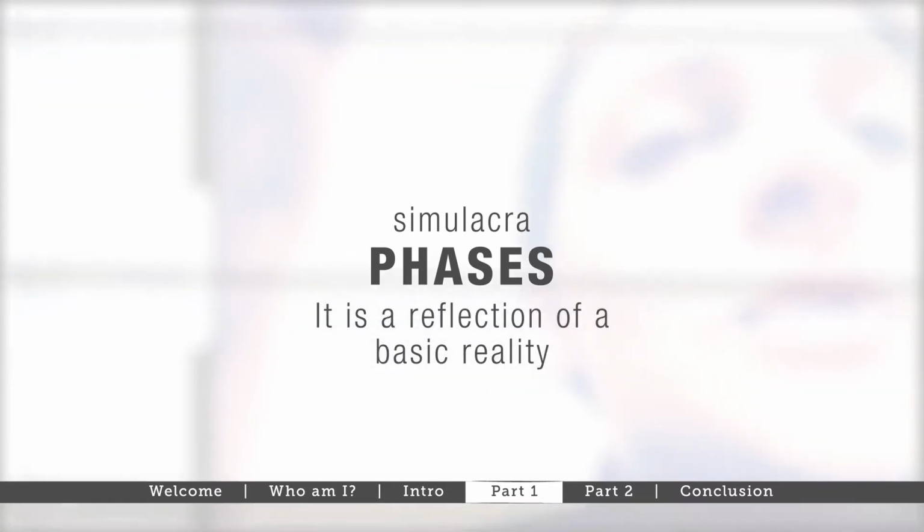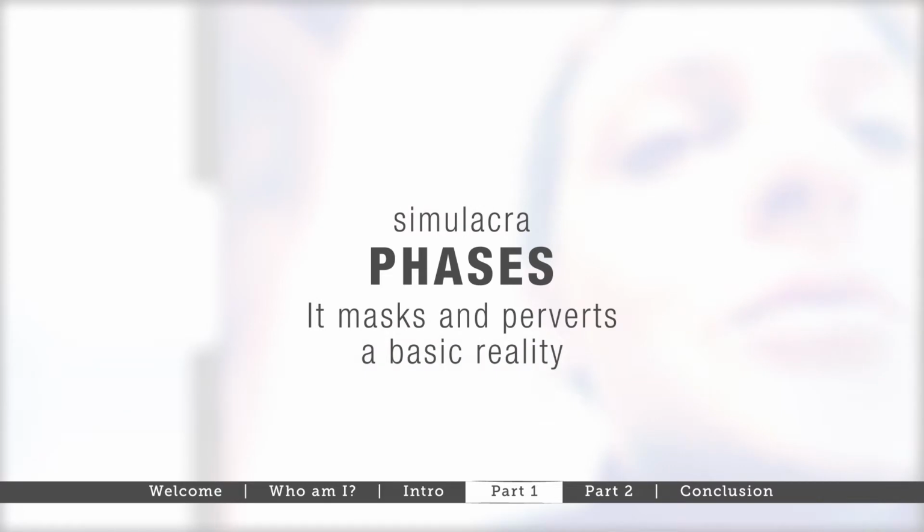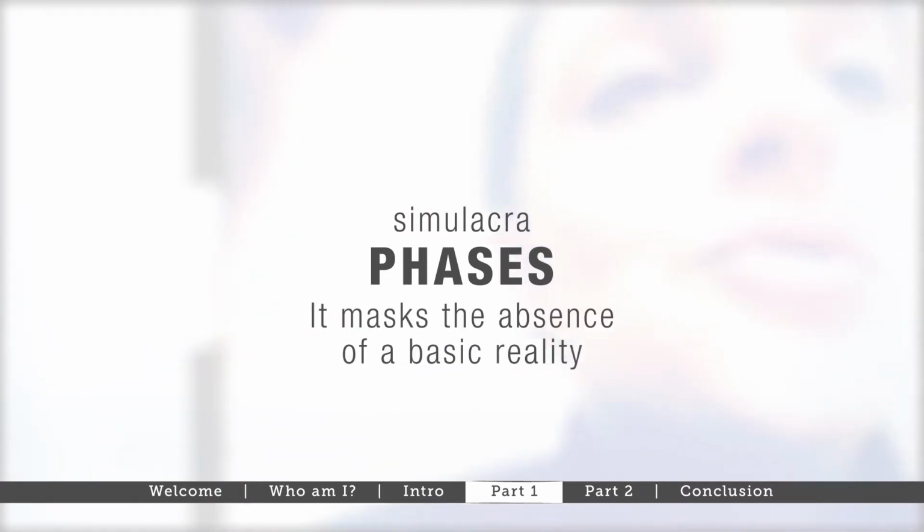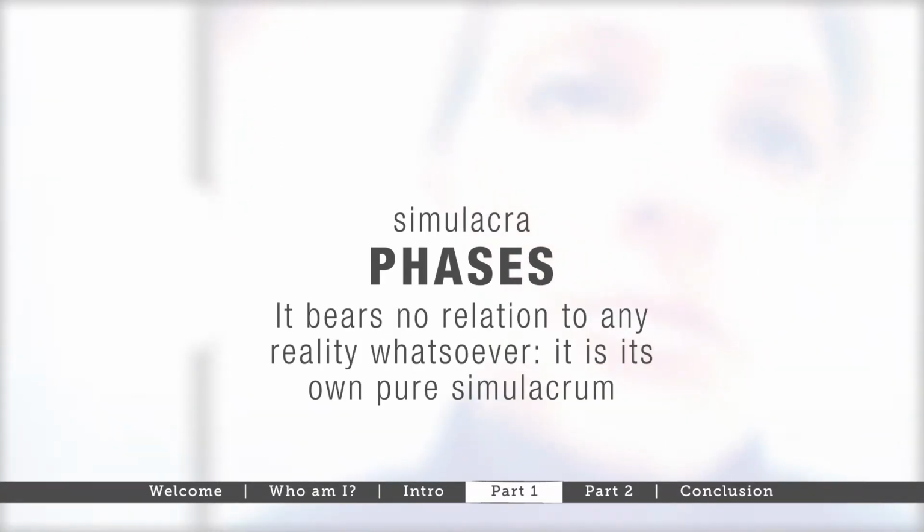Baudelaire presented 4 phases of how the image succeeds in becoming simulacrum. 1. It is a reflection of a basic reality. 2. It masks and perverts a basic reality. 3. It masks the absence of a basic reality. And 4. It bears no relation to any reality whatsoever. It is its own pure simulacrum.